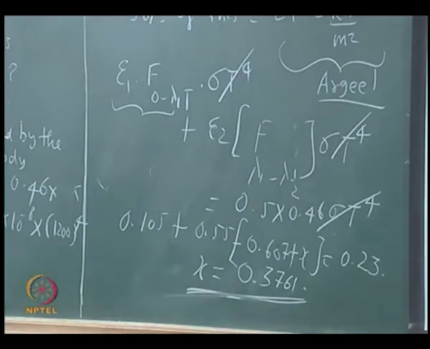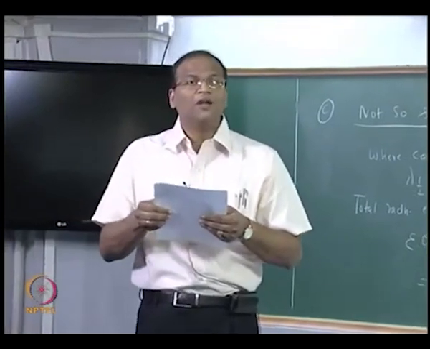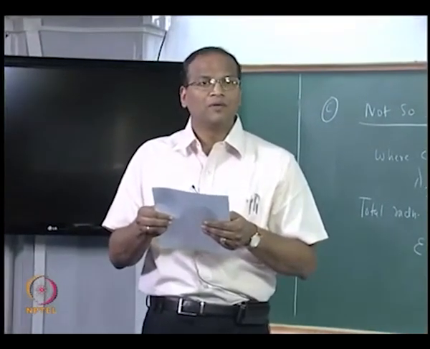Go to the f function chart. Point out where you get this 0.376. So you have to interpolate between. Yeah, what is the problem?